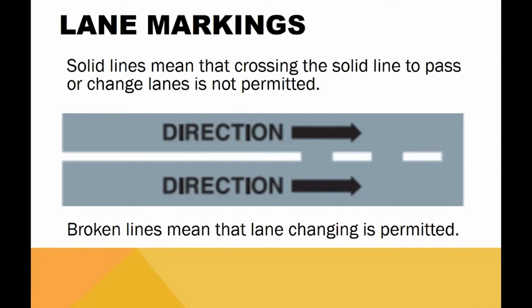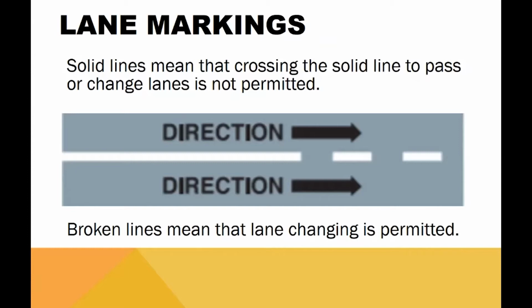And then these lane markings, whether they're yellow or white, can either be solid or broken lines, is what they're called. The solid line means that crossing over that solid line to pass or do a lane change is not permitted. If it's solid, you cannot cross it. Think of it as an imaginary barrier. If it's solid, you can't be passing that line.